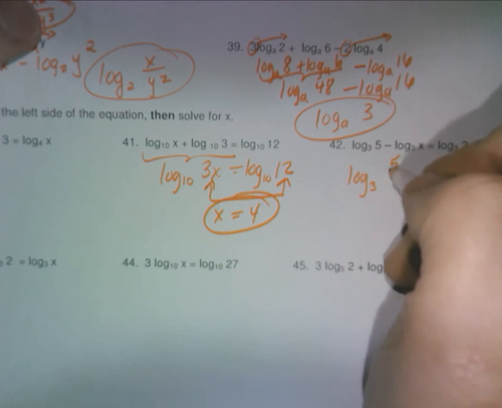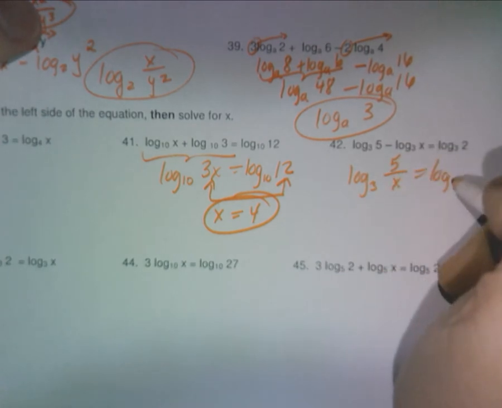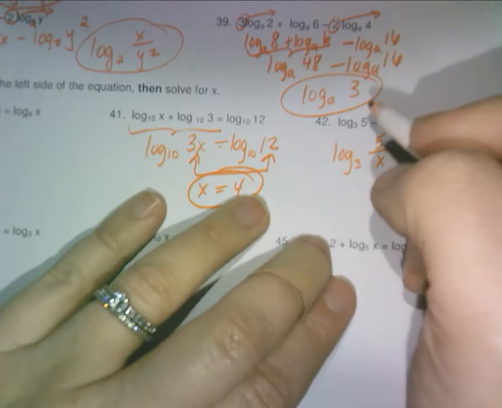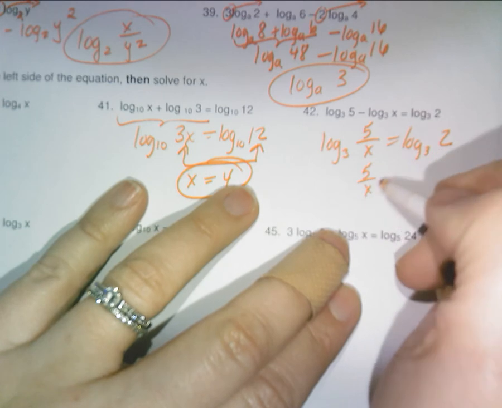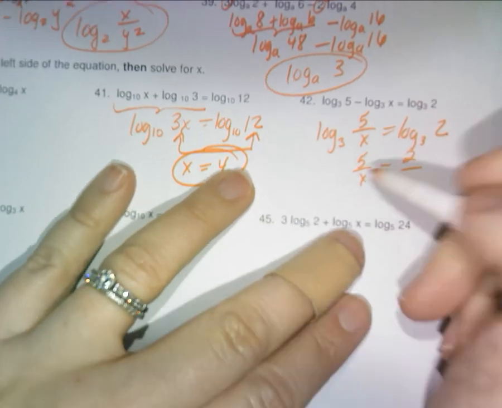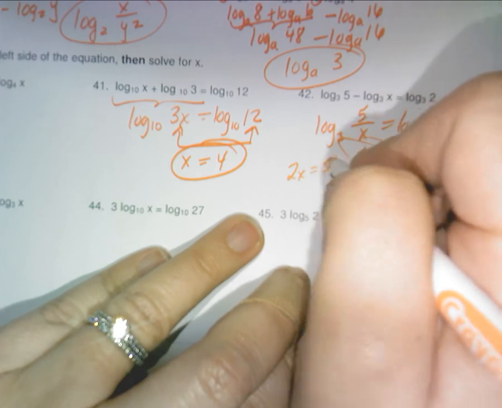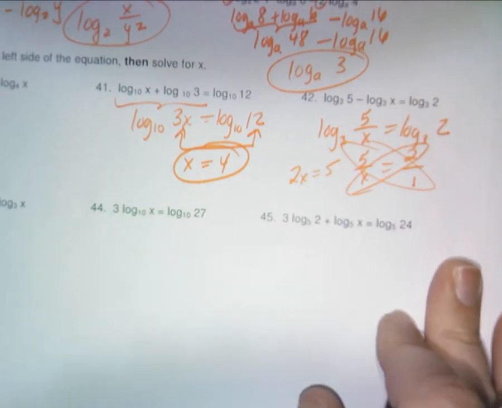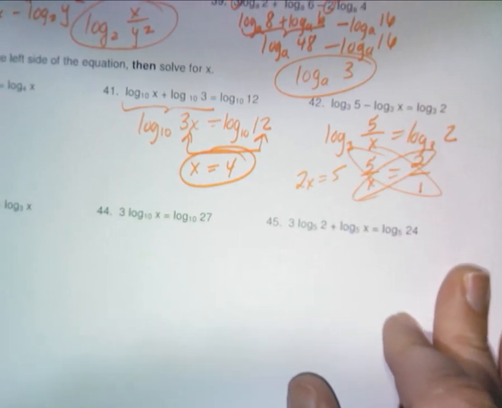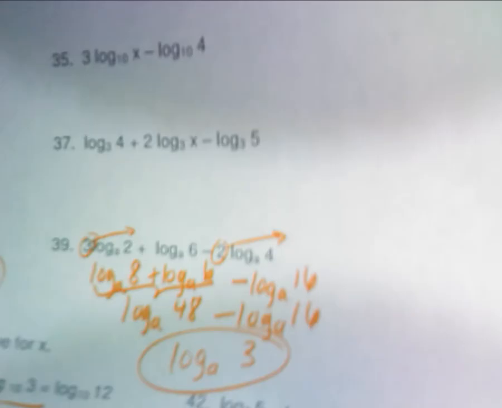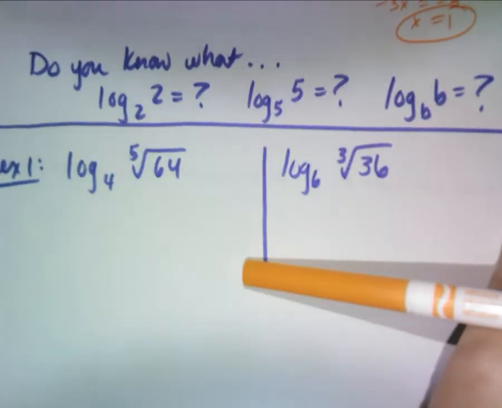Log base 3 of 5 over x equals log base 3 of 2. So you'd write 5 over x equals 2 over 1. And I would crisscross multiply. And I get 2x equals 5. So x is 5/2. Okay, good one. All right. Few more examples and we're done.